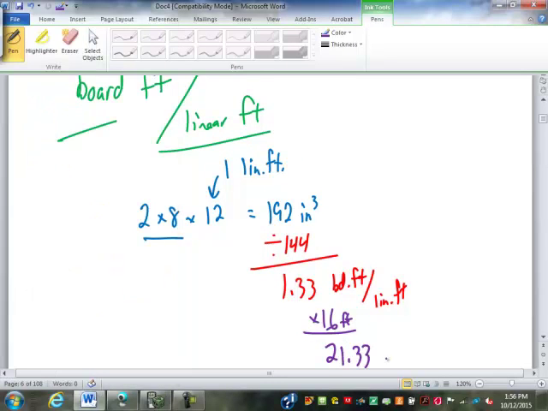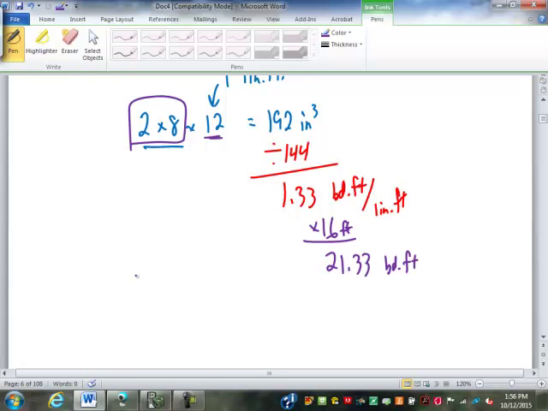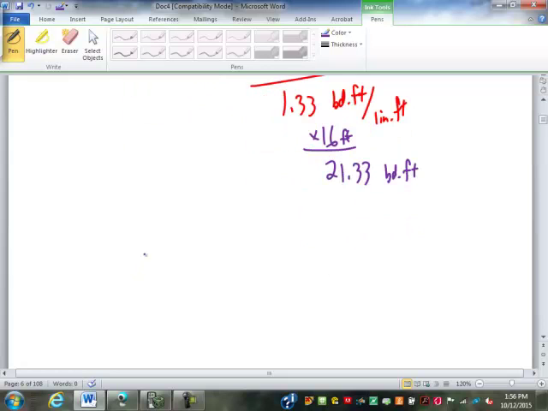You have to talk to him. I'm sure he's just worried about getting an accurate board footage. The 192, it's a 2 by 8 is the lumber. Then the 12 inches, because we're just looking at 1 linear foot. Yep.